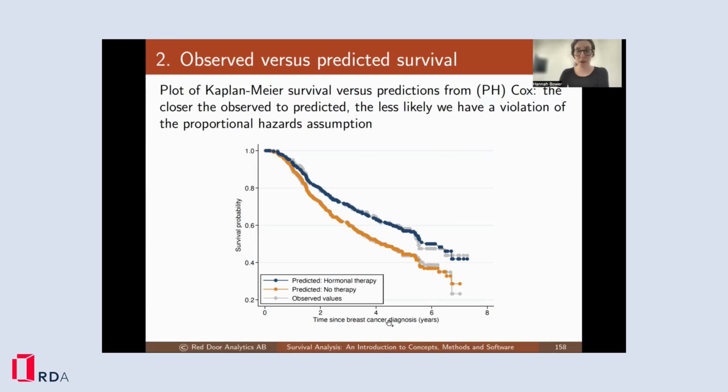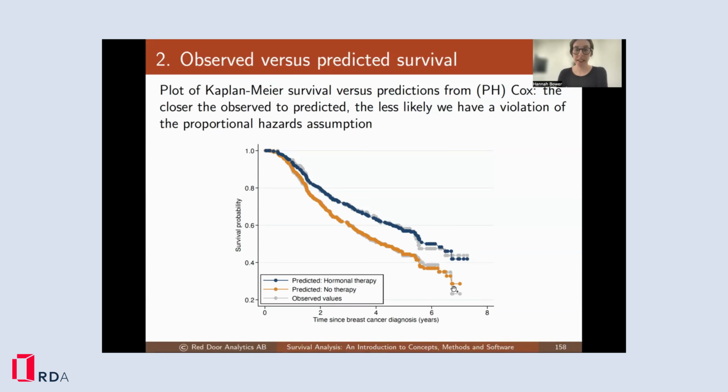And this is the example for hormonal therapy in our study example. We can see that the blue lines represent the predicted values from the Cox model for the hormonal therapy. And behind them, we can see there's some grey dots or grey line, which represents the observed values estimated from the Kaplan-Meier curve for the hormonal therapy. And then for the no therapy group, the orange dots here, we can see there's also a grey shadow behind, which represents the observed values.